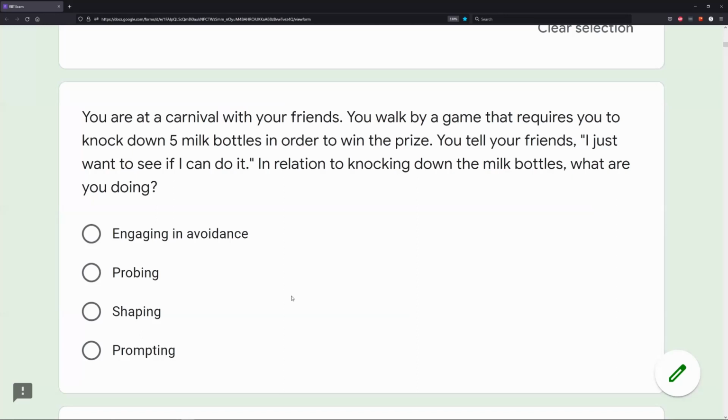So C, shaping. Are you shaping anything? Well, if you are going to choose shaping, ask yourself, are there approximations of behavior? No. Shaping is reinforcing approximations of behavior. We're not doing that, okay? We're not reinforcing closer and closer to knocking down the milk bottles. We're just going to see if we can do it. That's all. So we can eliminate shaping.